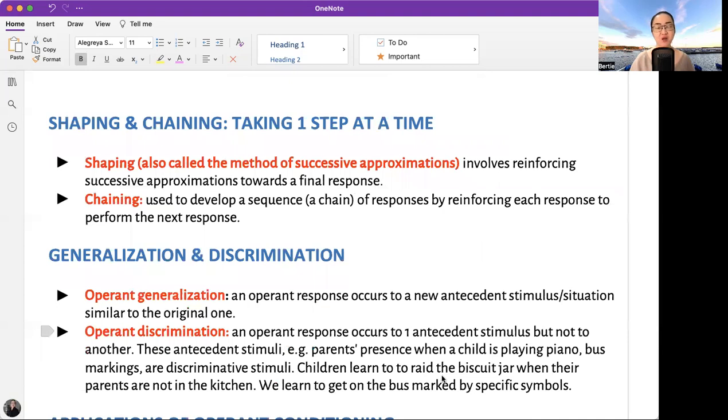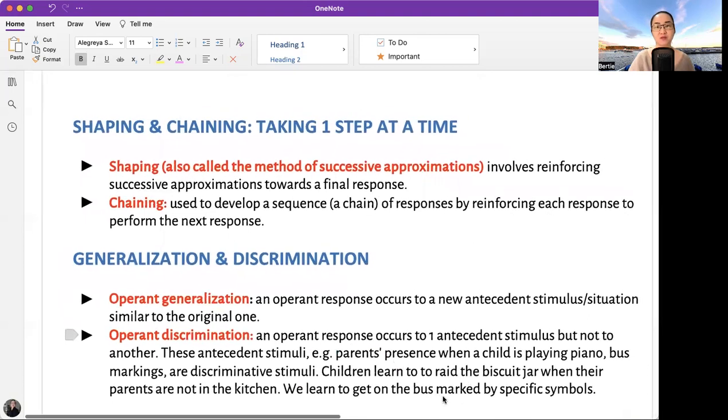Shaping and chaining: taking one step at a time. Shaping, also called the method of successive approximations, involves reinforcing successive approximations towards a final response. Chaining is used to develop a sequence or chain of responses by reinforcing each response with the opportunity to perform the next response.